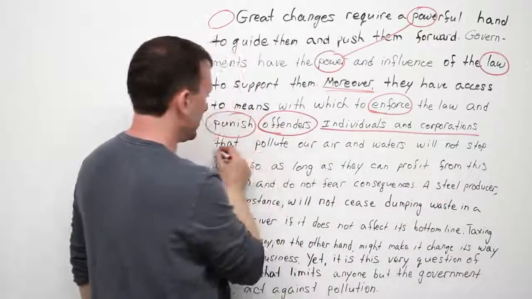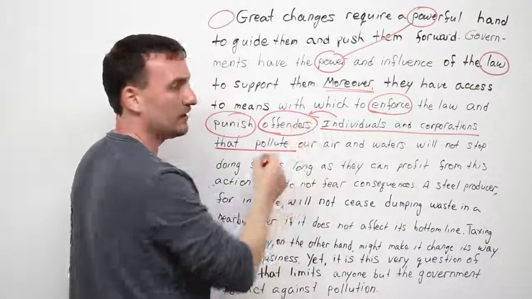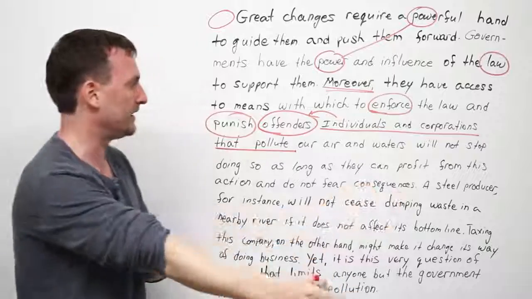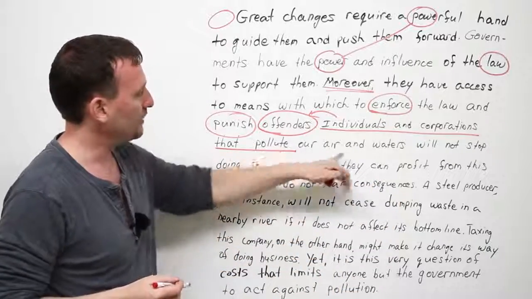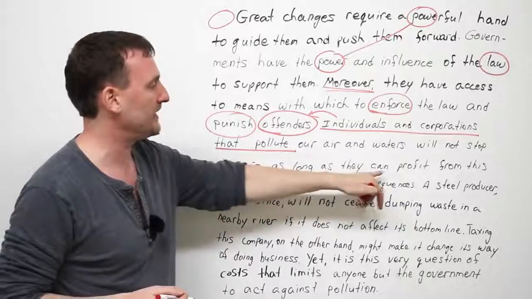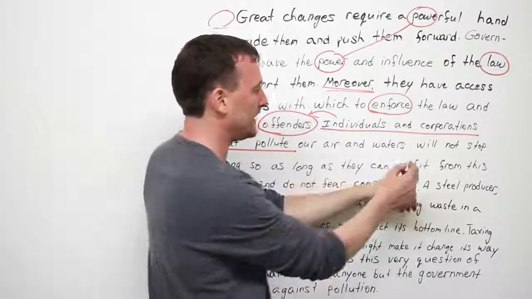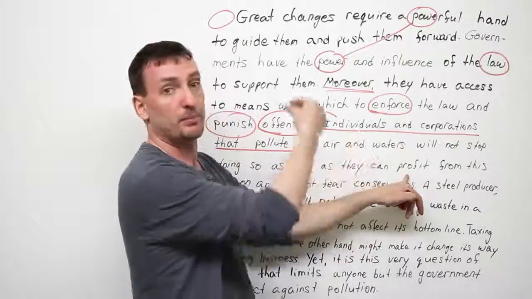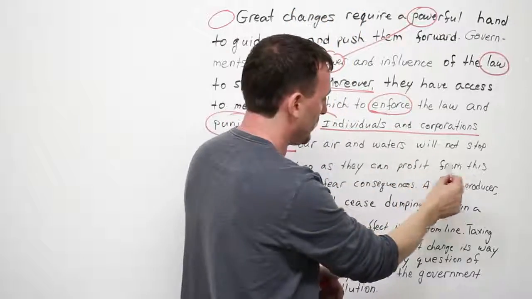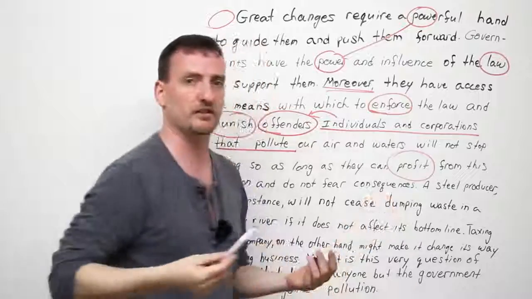Individuals and corporations that pollute. These are the offenders. So one sentence flows into the next sentence, into the next sentence. Pollute our air and waters will not stop doing so as long as they can profit. Okay, so here's my next idea. They will not stop polluting, because we're still talking about pollution. Okay, they will not, as long as they can profit, as long as they're making money.